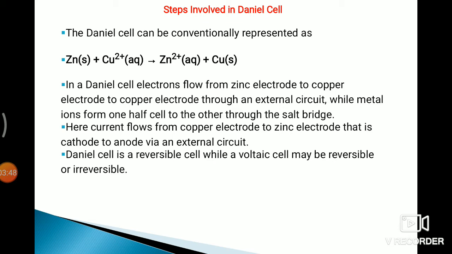Then let us see the steps involved in the Daniell cell. The Daniell cell can be represented by zinc solid plus Cu2+ aqueous gives Zn2+ aqueous plus copper solid. In the Daniell cell, the electrons flow from the zinc electrode to the copper electrode through an external circuit, while the metal ions move from one half cell to the other through the salt bridge. The Daniell cell is an irreversible cell, while a voltaic cell may be reversible or irreversible.